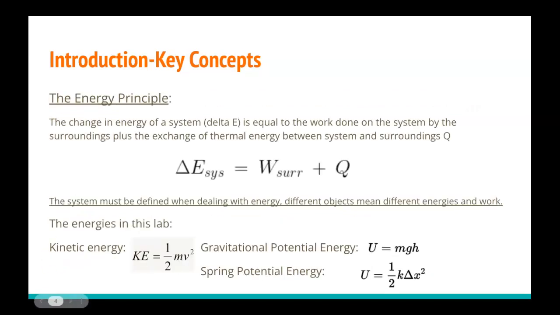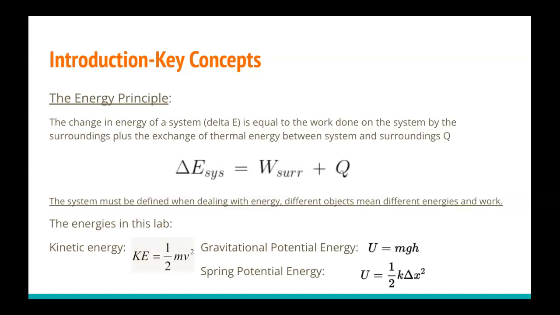The next key concept is the energy principle, which states that the change in the energy of a system, delta E, is equal to the work done on the system by the surroundings plus the exchange of thermal energy between the system and the surroundings, which is equal to Q. And you can see that equation listed on the slide. The system must be defined when dealing with energy because different objects mean different energies and work.